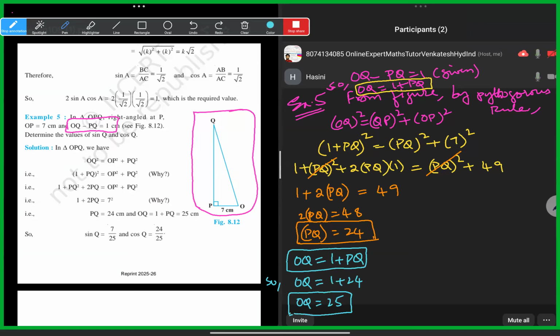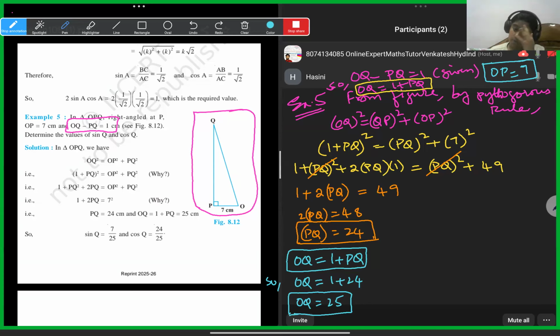So now we have OQ, we have PQ, and OP is also given already, OP is equal to 7. Now finally all the three sides are there, Hasni. We can find sin q and cos q directly, no? Yes, sir.